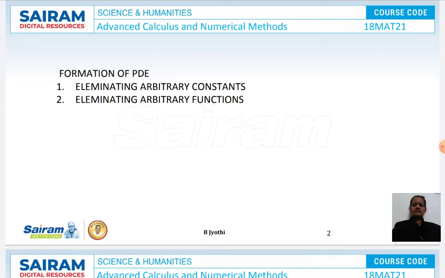In the partial differential equation we have formation of the partial differential equations by using two methods. The first method is eliminating the arbitrary constants. And in the second method, we are going to eliminate the arbitrary functions. Let us discuss some problems and how to eliminate the arbitrary constants.